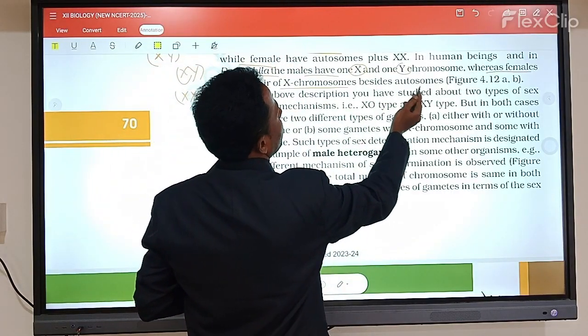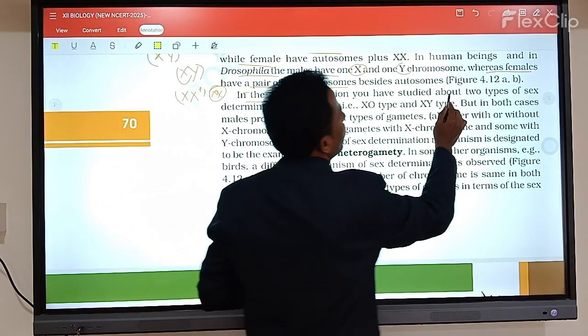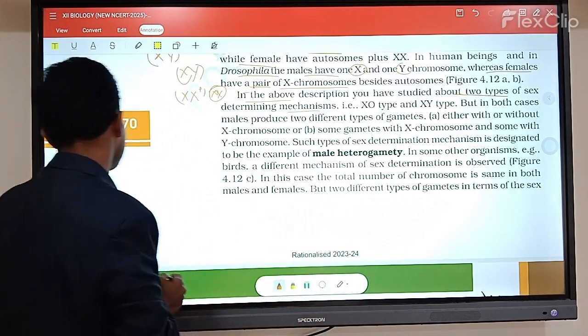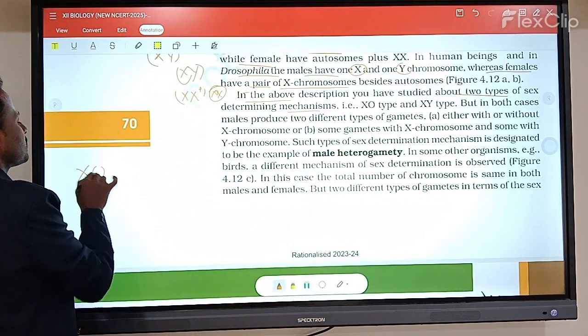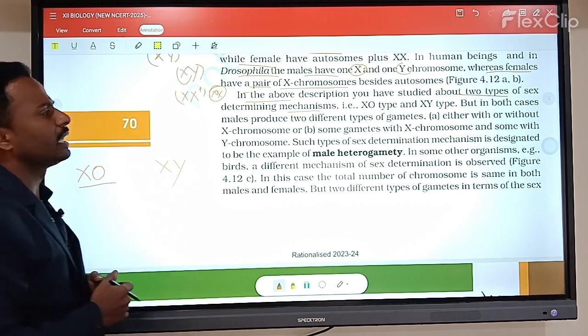From the above description, you have studied two types of sex determining mechanism. When you observe them, one is the XO type and the other is the XY type.